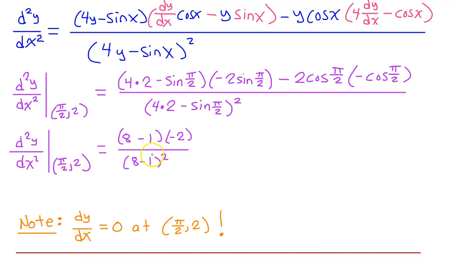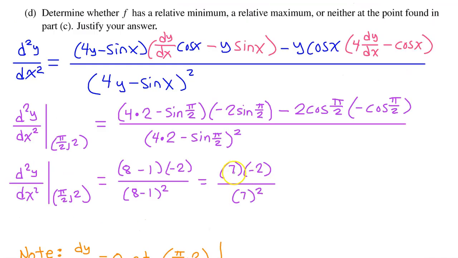That's 7 times negative 2 over 7 squared. Hopefully you can already tell that this is negative, which is all that really matters. But just for fun, this 7 will cancel out one of these 7's. So this is negative 2 over 7. Again, all that really matters is that at the point pi over 2, comma 2, the second derivative is negative.